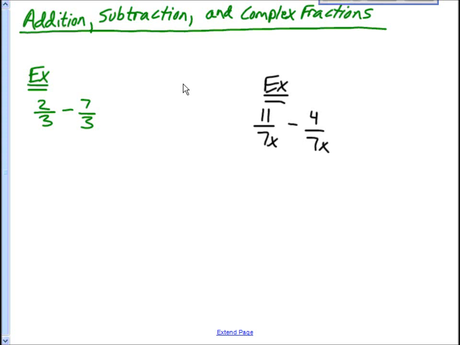Hey, welcome back to your favorite intermediate algebra course. We're going to look at addition, subtraction, and complex fractions. So we're going to add and subtract some rational expressions today, as well as simplify some complex fractions.